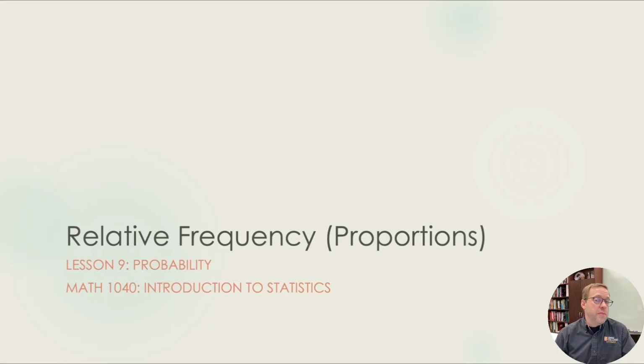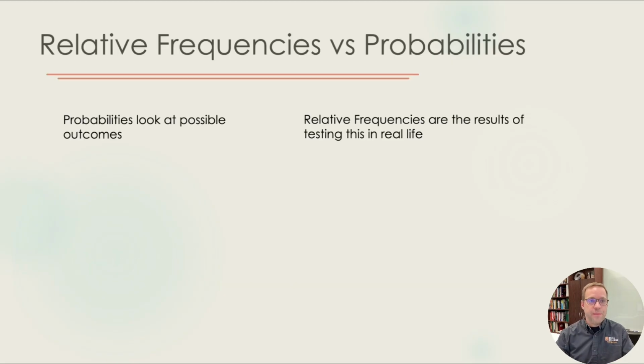Another important term that we'll have to work with in probability is relative frequency. Another name for this that we will use very frequently through the course is proportions. Essentially, what proportion of our sample fits in this category? That's the idea of relative frequency. Now, what's the difference between a relative frequency and a probability?